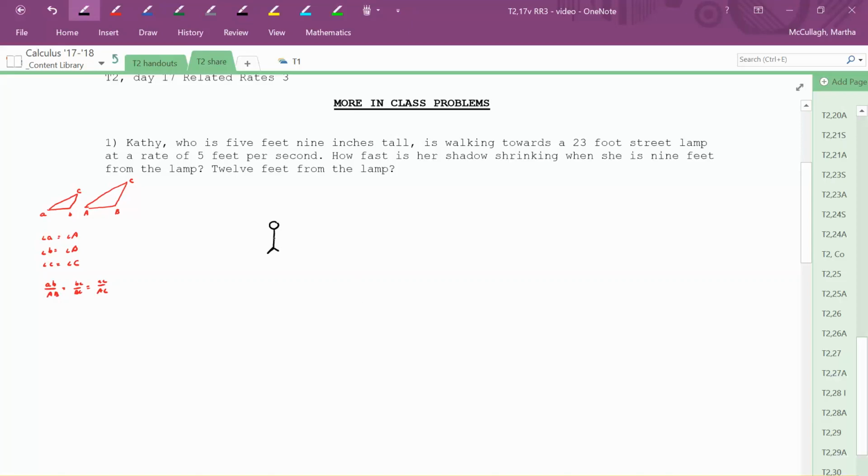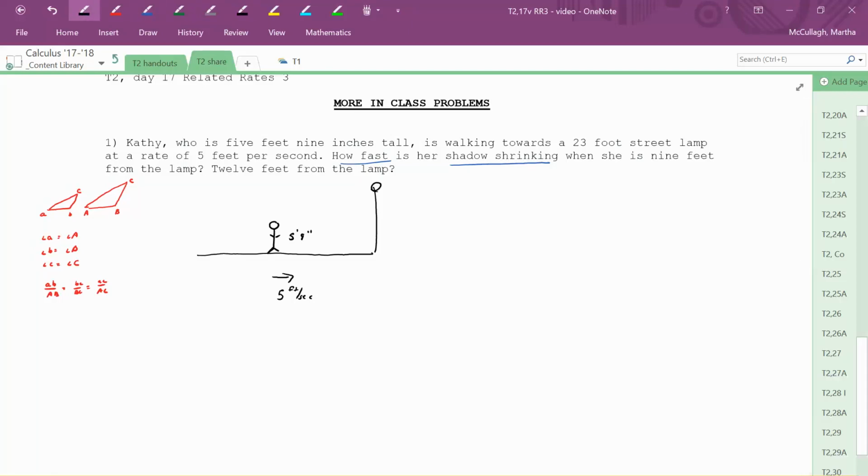Here's Kathy. She's 5 feet 9 inches tall. And she is walking toward a 23-foot tall lamppost at a rate of 5 feet per second. So she's walking toward that street post at 5 feet per second. We want to know how fast is her shadow shrinking when she is 9 feet from the lamp and then at 12 feet from the lamp.